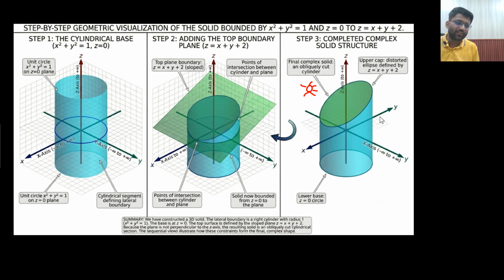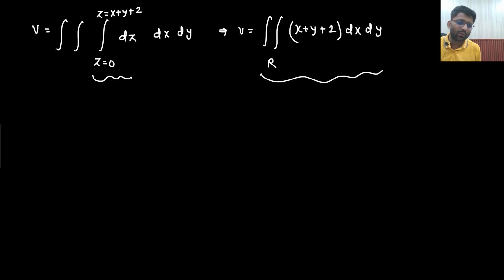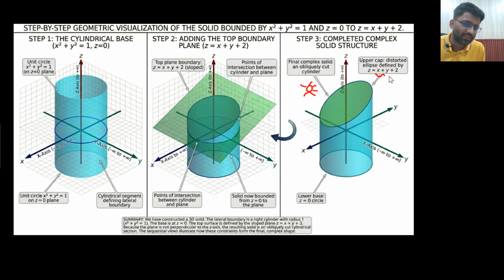Somewhat like this. So this will be our structure. What we did, we took z going from 0 to x plus y plus 2, which is the equation of the top surface. Let's just say this is your z equals 0. So z goes from z equals 0 to z equals x plus y plus 2.